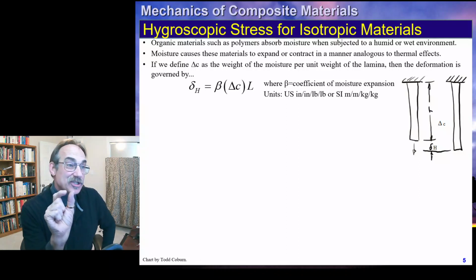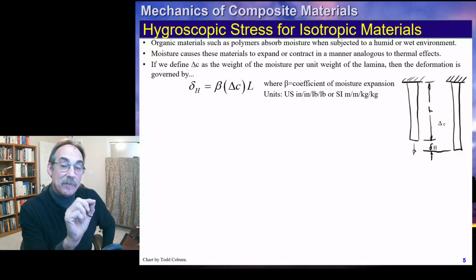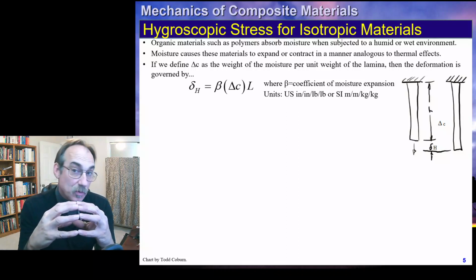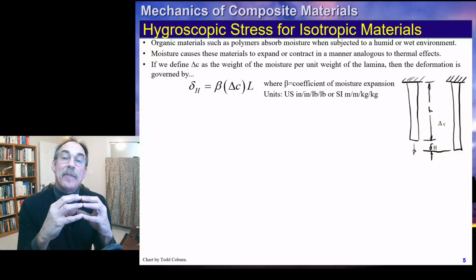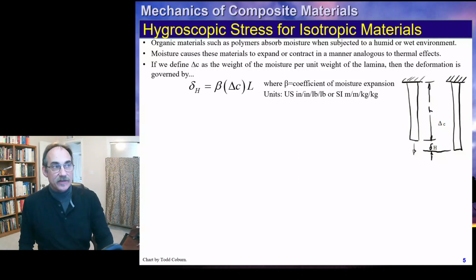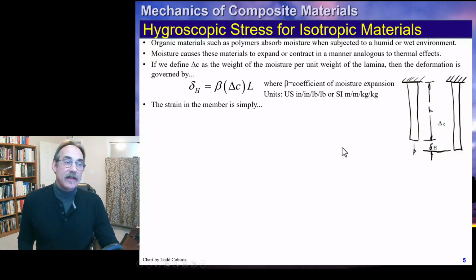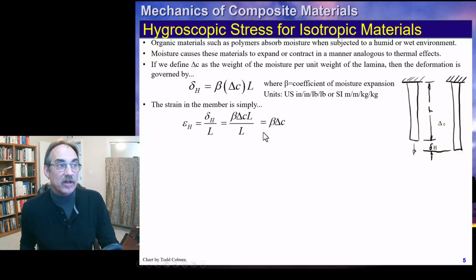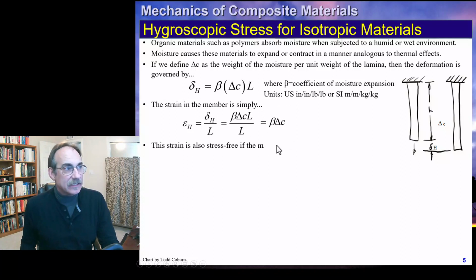So the strain is beta delta C. The deflection, it deforms in the same manner that materials do under thermal loads. It's going to be beta delta C times L, written in the same manner. The strain, therefore, once again, we can write a different way as the deflection divided by the original length, and we can write it like this.